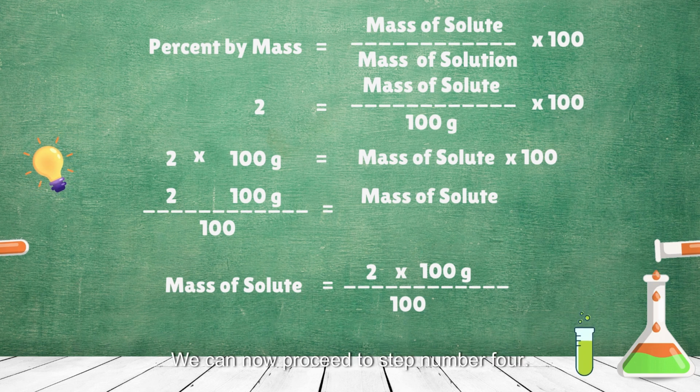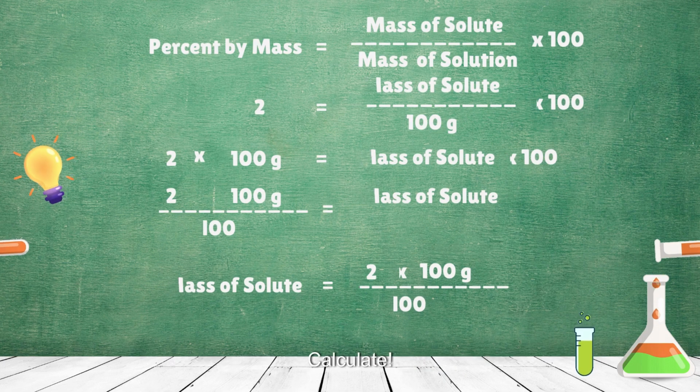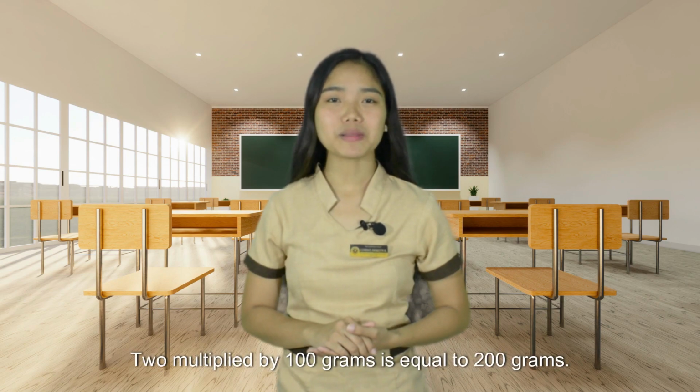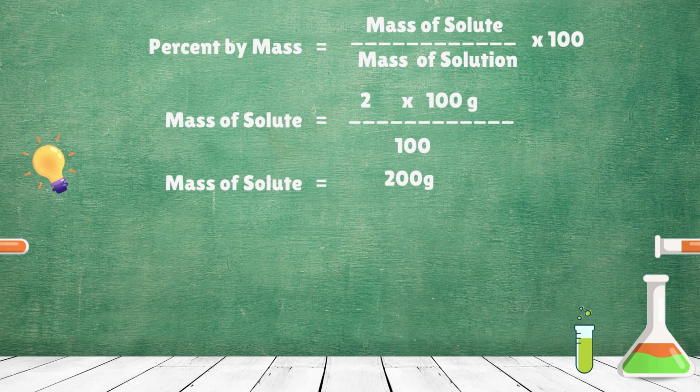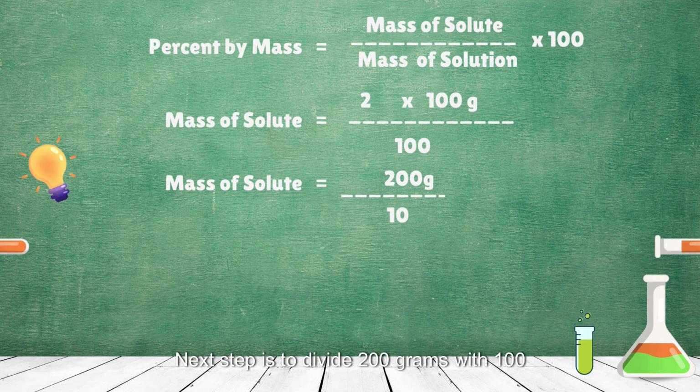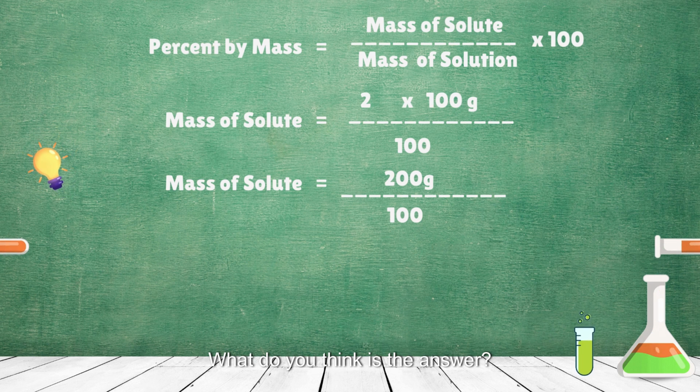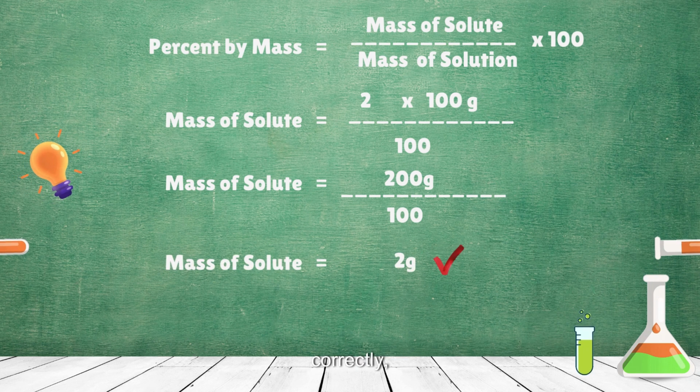We can now proceed to step number 4. Calculate. 2 multiplied by 100 grams is equal to 200 grams. Next step is to divide 200 grams by 100. What do you think is the answer? The answer is 2 grams. If you got it correctly, very good!